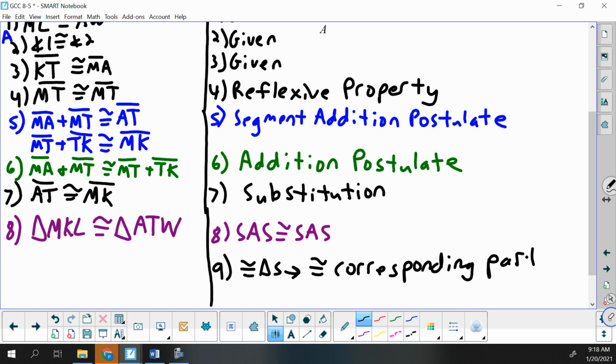Again, this step should never be done until you've already done your congruent triangles. So you've already done side, angle, side, angle, side, side, or angle, angle, side. And our statement is just what we wanted to prove, that KL is congruent to TW.